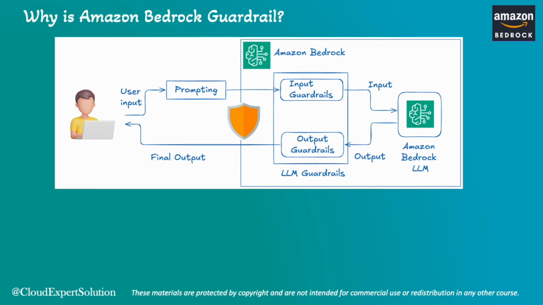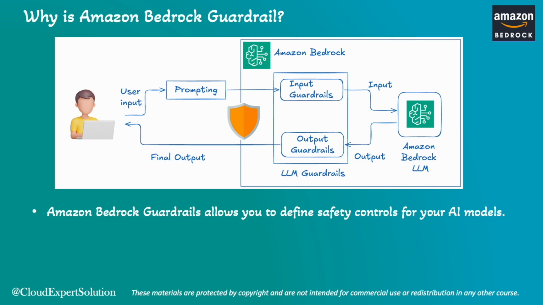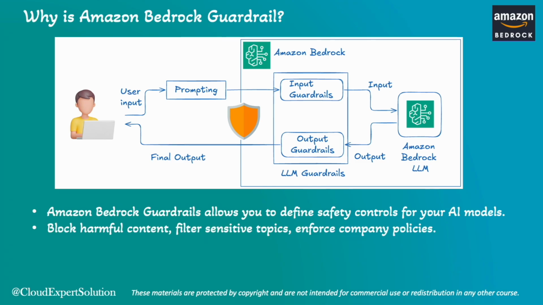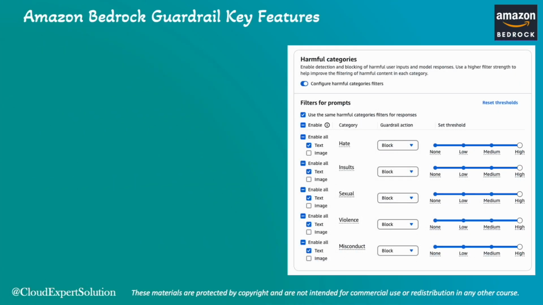Let's get started. Amazon Bedrock Guardrails allow you to define safety controls for your AI models, ensuring they generate appropriate and compliant responses. You can block harmful content, filter sensitive topics, and even enforce company policies. Think of it as a firewall for your AI model that will keep unwanted outputs in check while allowing safe, useful responses. Here is what makes Amazon Bedrock Guardrails more powerful.